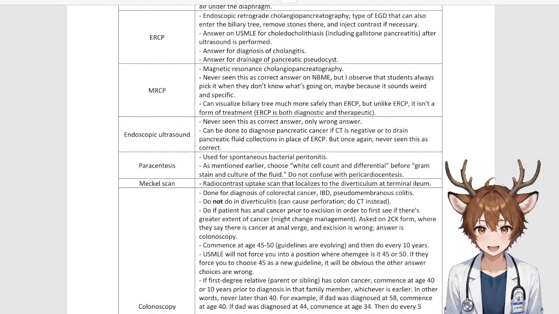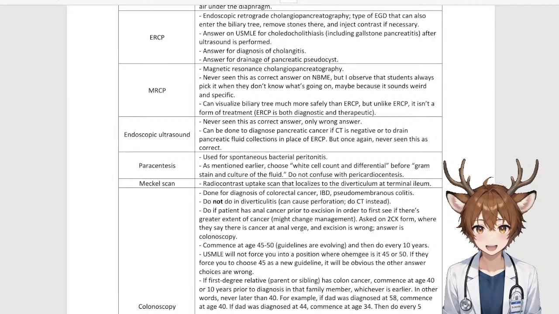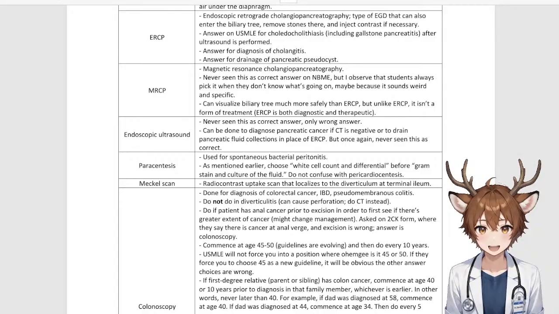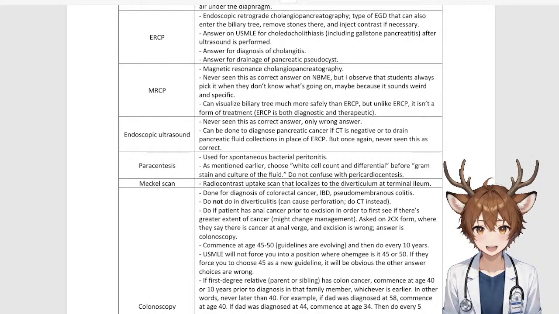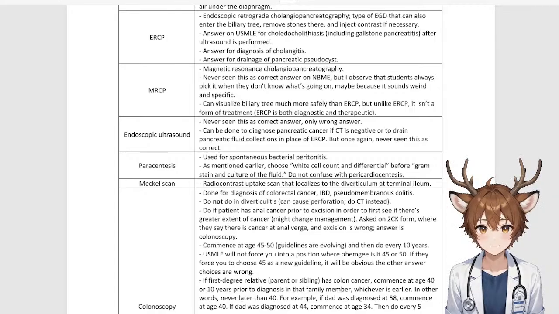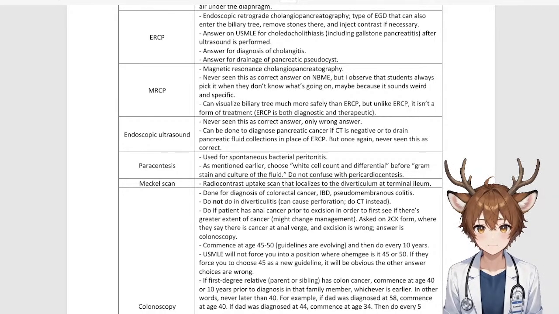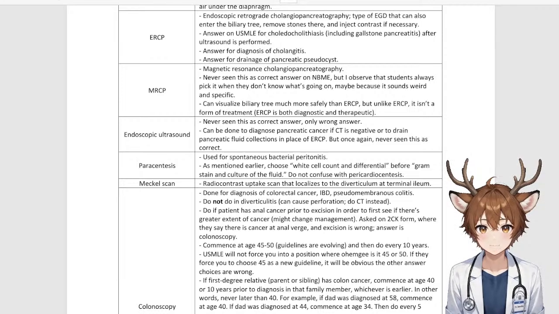So the next one is MRCP, which is called magnetic resonance cholangiopancreatography. Never seen this as a correct answer on NBME, but I observe that students always pick it when they don't know what's going on, maybe because it sounds weird and specific. So if you see it, it's probably wrong.